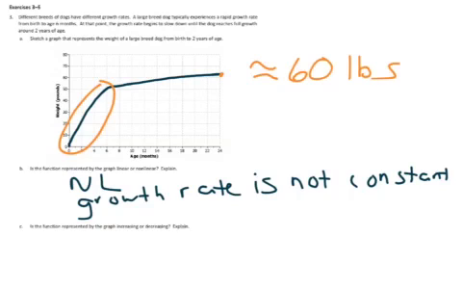Then it asks me if it's increasing or decreasing. Well, I'm hoping you're able to read the graph from left to right, and you can see that it's increasing, and it's increasing very quickly in the first 6 months, and then steadily increasing, not so fast, for the rest of the 2-year period. And it's increasing because my line is going up.